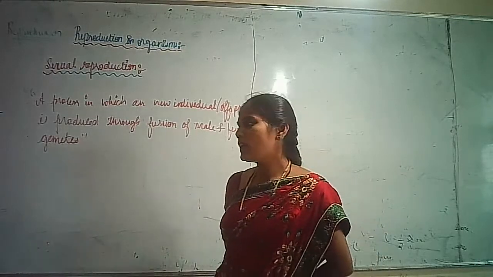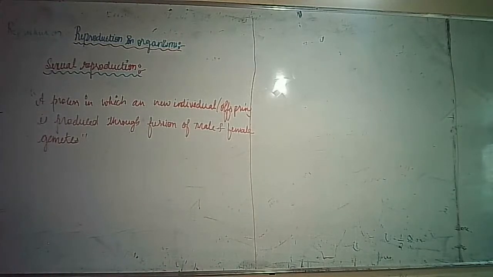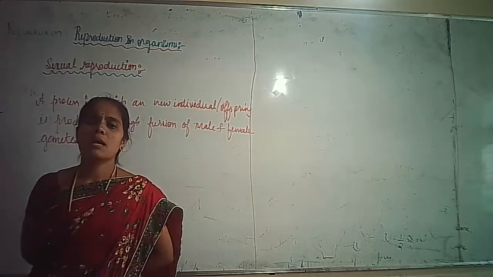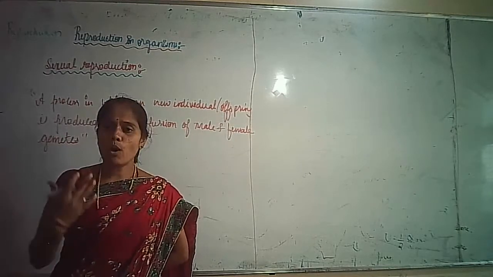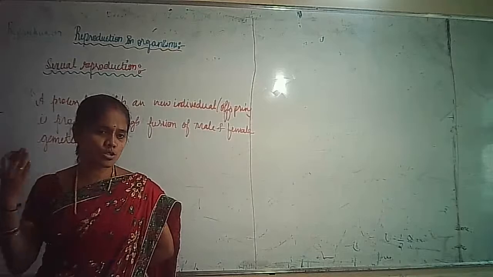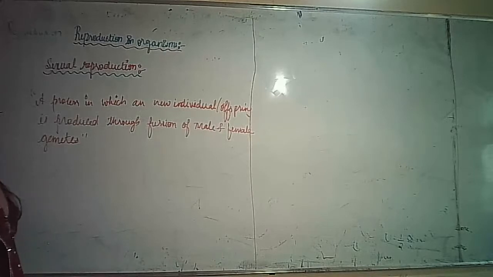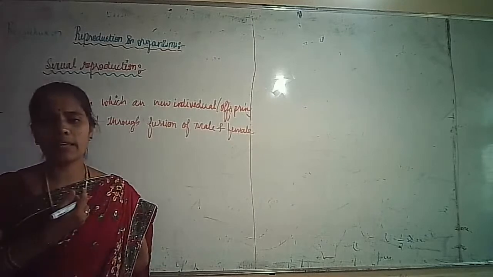Are you familiar with the different types of organisms, such as algae, plants, animals, fungi? These all belong to different categories, but all are showing the same type of process of reproduction. It is sexual reproduction. Sexual reproduction involves the formation of male and female gametes.